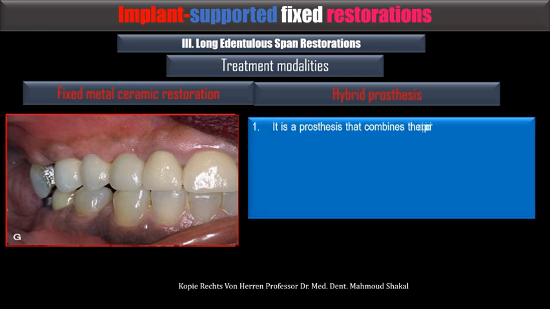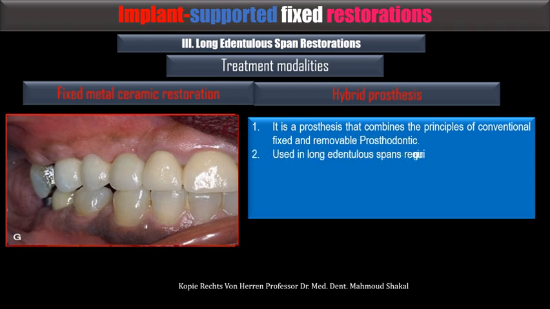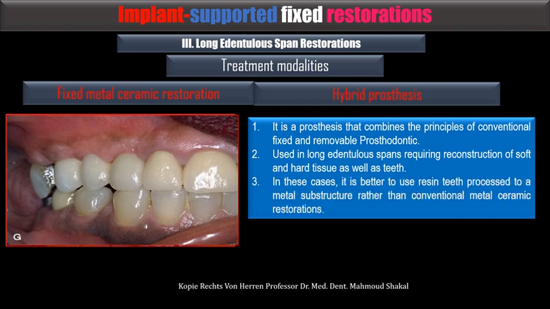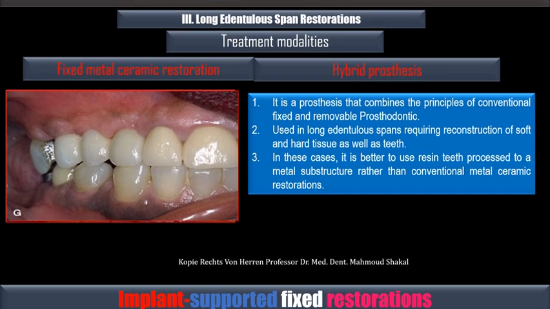A hybrid prosthesis is a prosthesis that combines the principles of conventional fixed and removable prosthodontics, used in long-span edentulous spans requiring reconstruction of soft and hard tissues. In these cases, it is better to use resin teeth fixed to a metal substructure rather than conventional metal ceramic restoration.